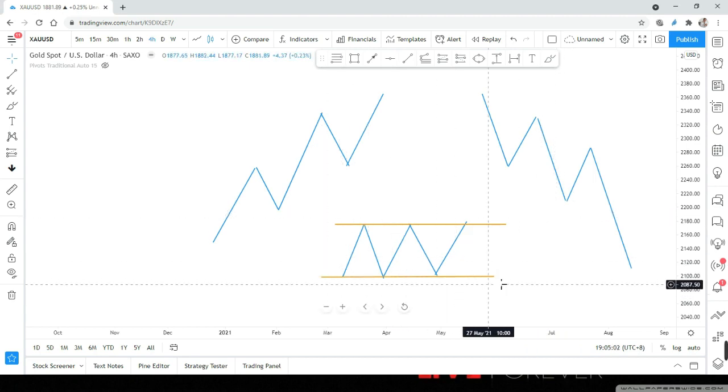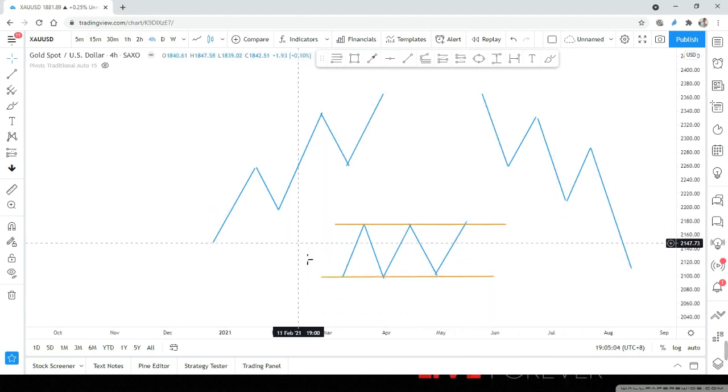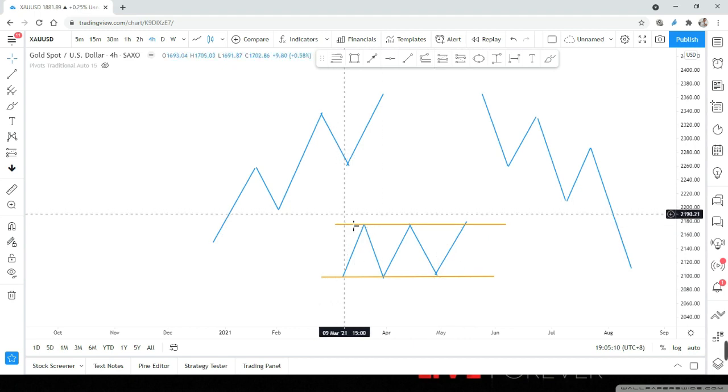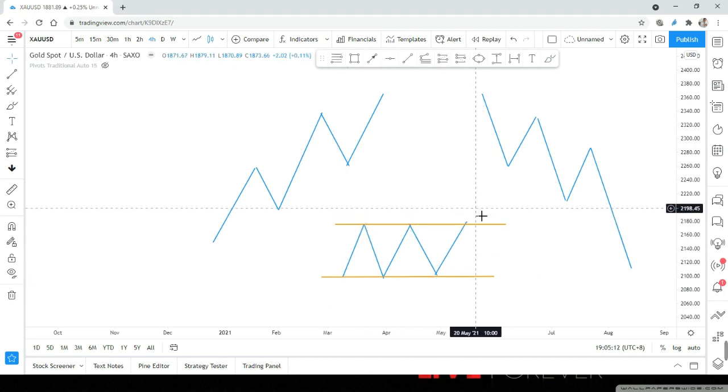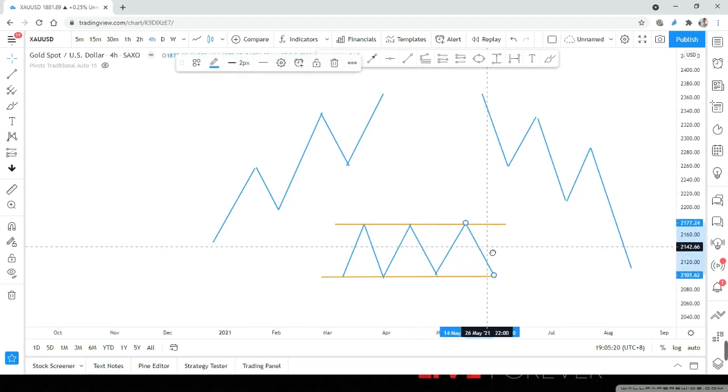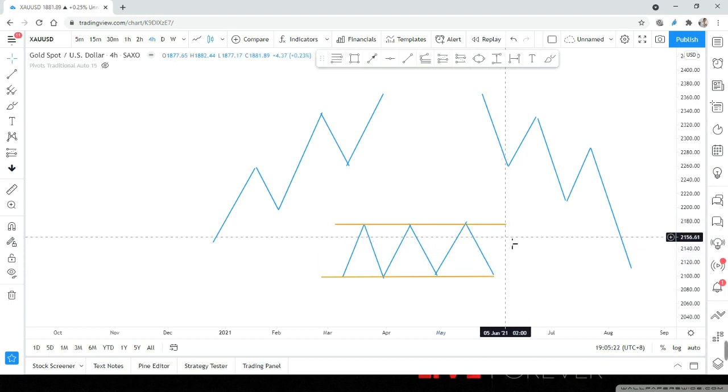Then for the sideways, the price has to break the trend line, what we call the trend line of a channel. It has to break the trend line either to the top or to the bottom. It doesn't matter which. It has to break it in order to get out of the sideways.